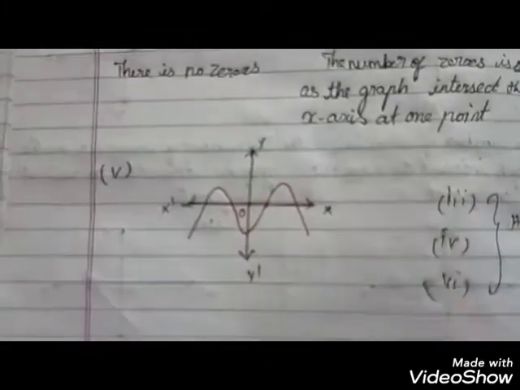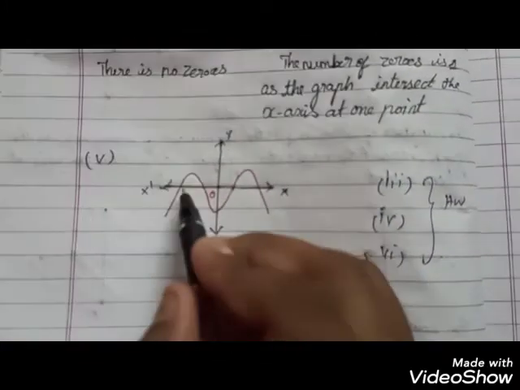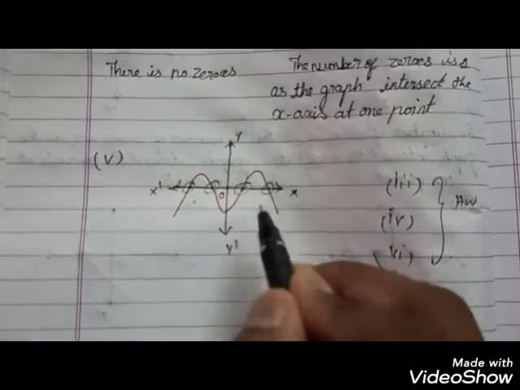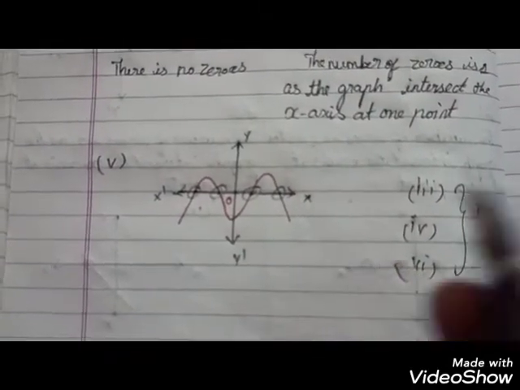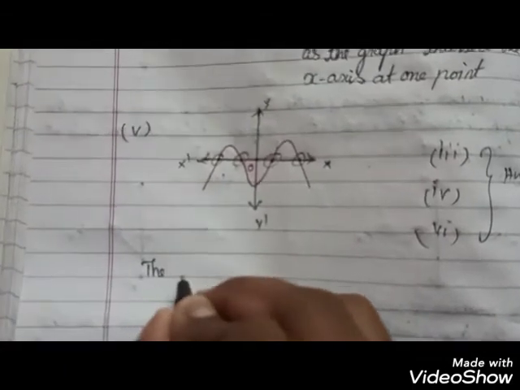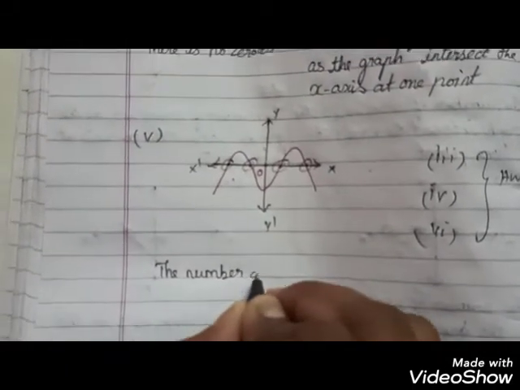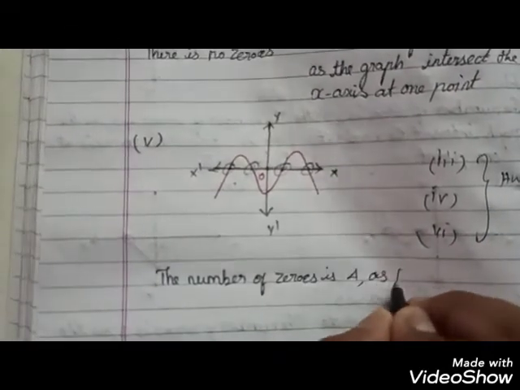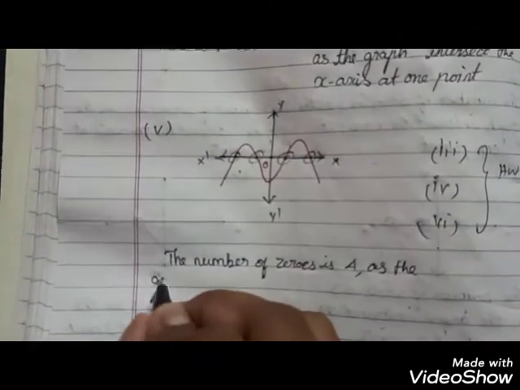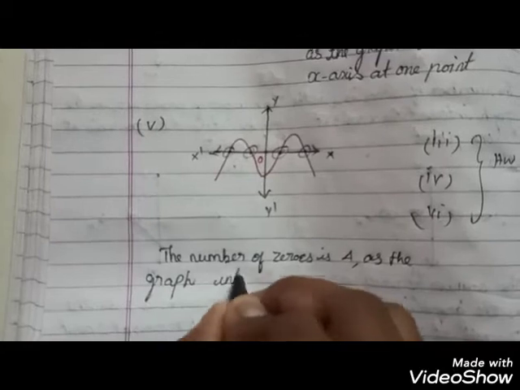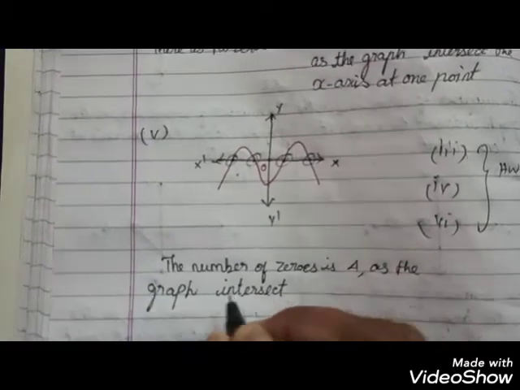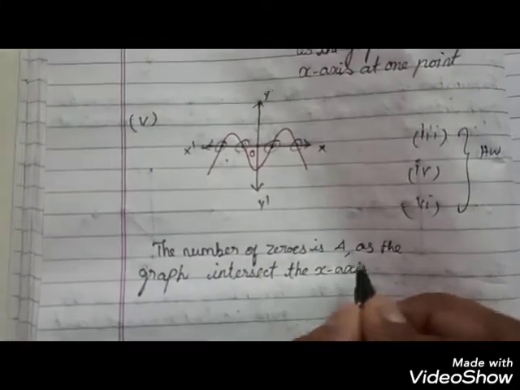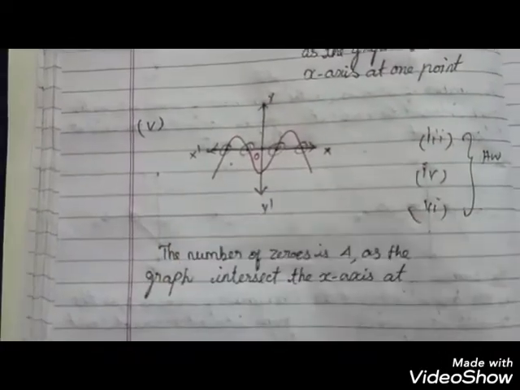Now you observe the graph here. It intersects at 1, 2, 3 and 4. So how many zeros are there? Totally 4 zeros. Directly write the number of zeros is 4. How? As the graph intersects the x-axis at 4 points.